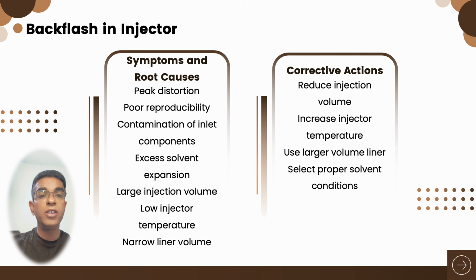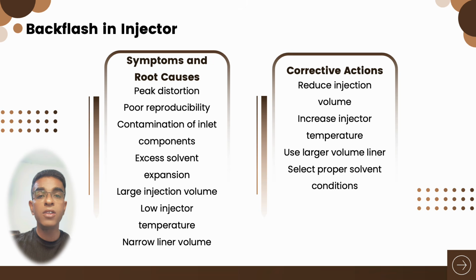Backflash occurs when the injected solvent expands beyond the volume of the injector liner. This causes part of the sample to flow backward into the injector body instead of moving forward into the column. When this happens, contamination occurs inside the inlet system, including septum, gold seal, and inlet surfaces. Backflash results in poor reproducibility, distorted peak shapes, and unexpected contamination peaks.